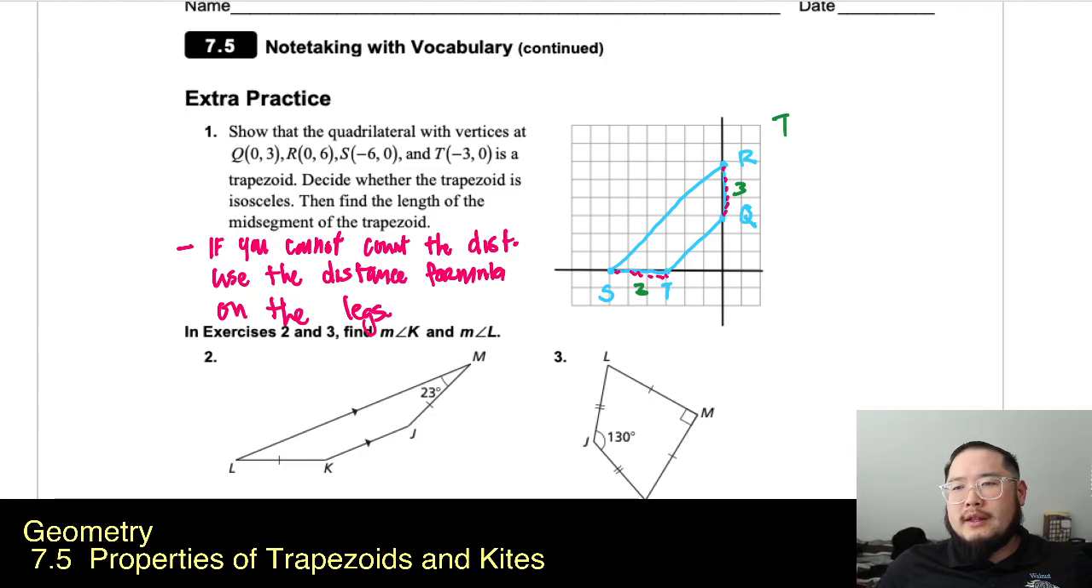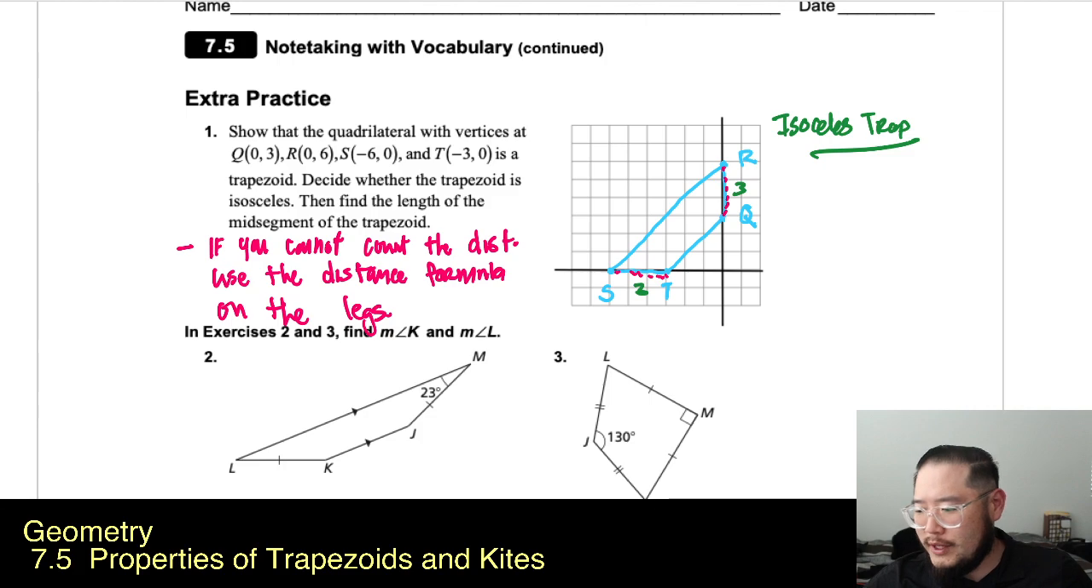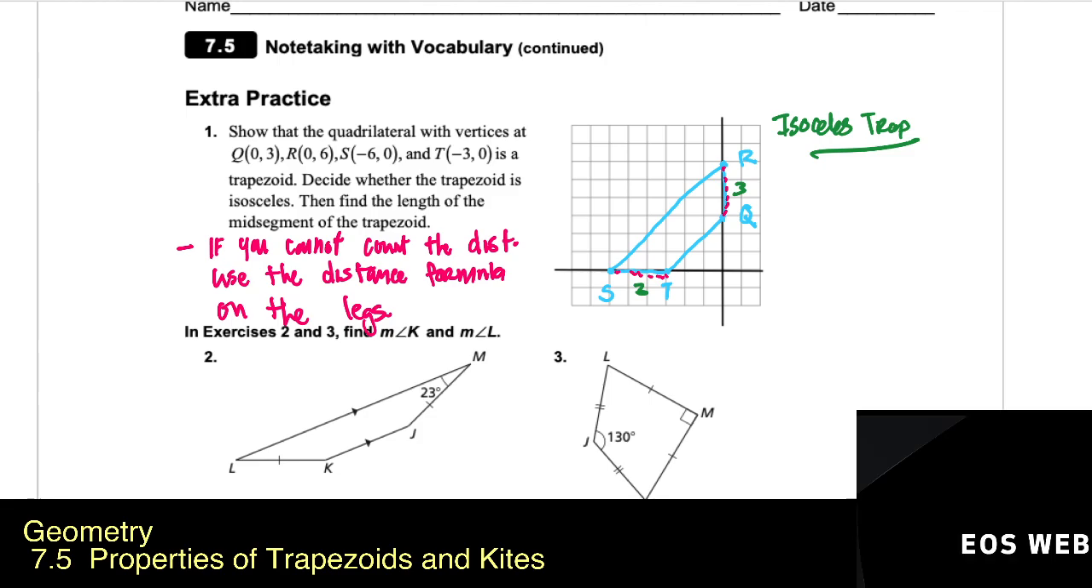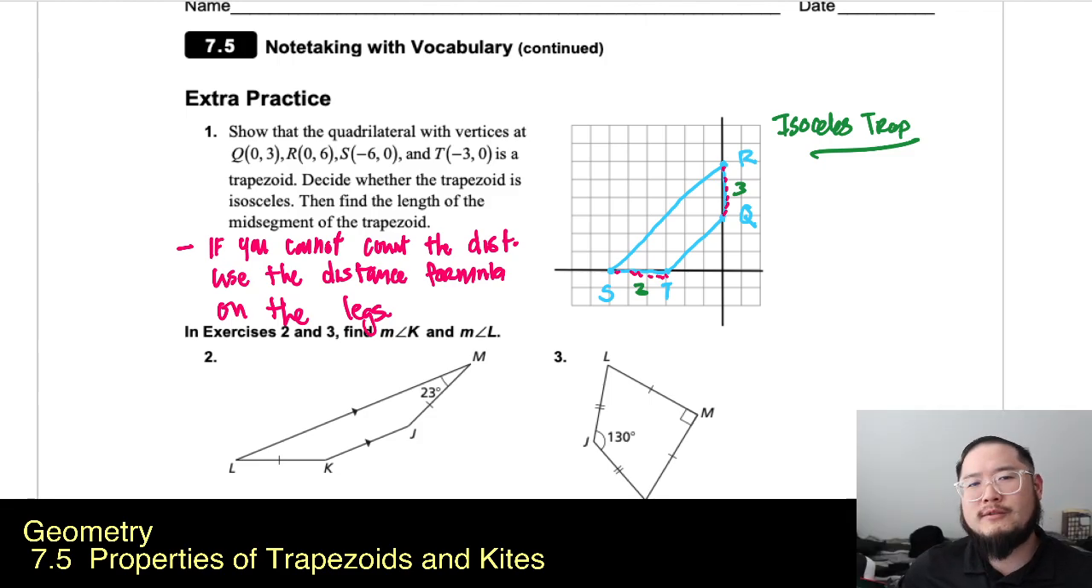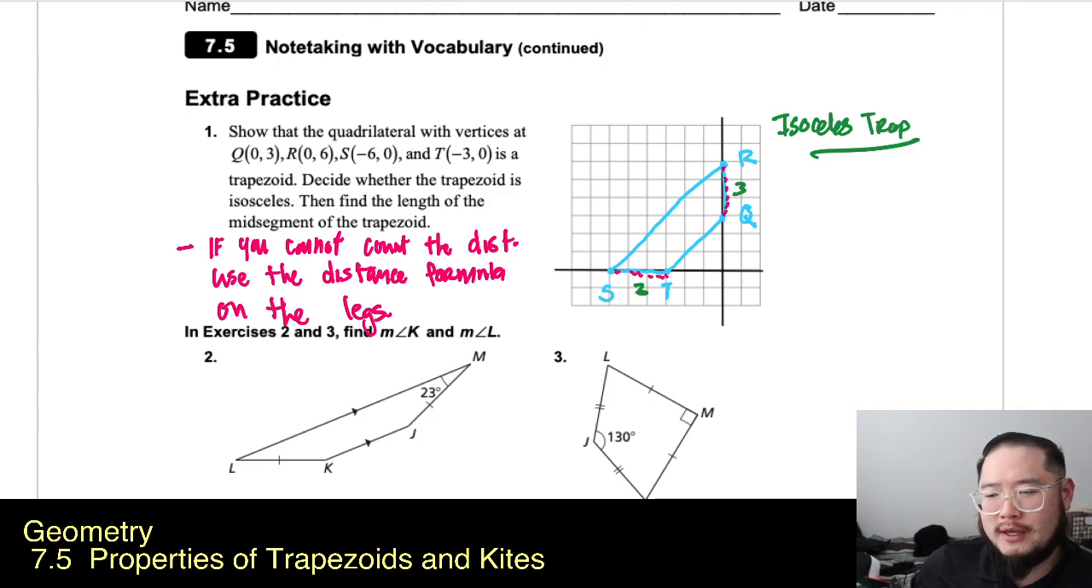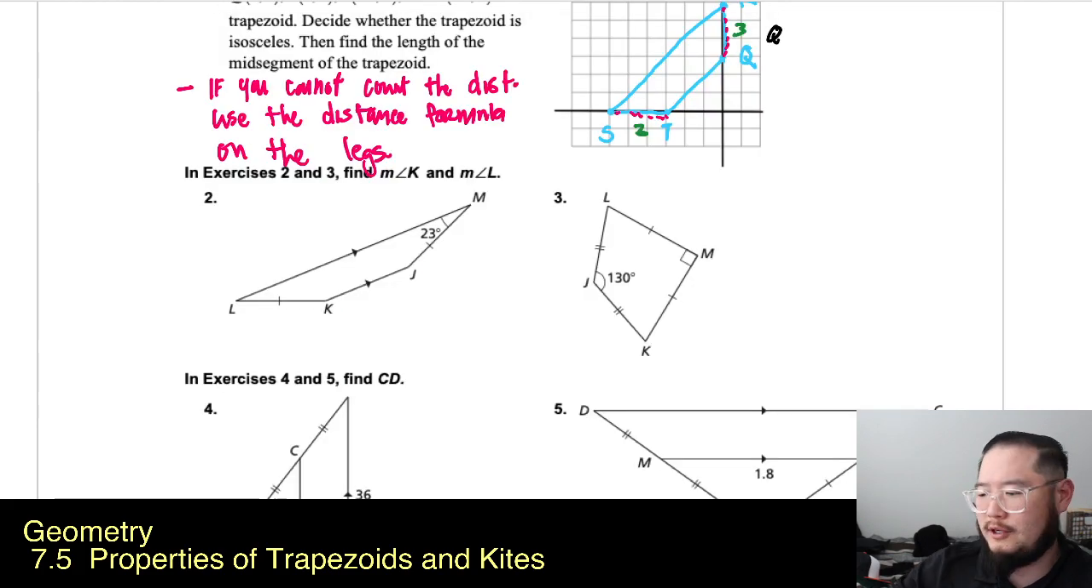So the last thing it says is to find the length of the midsegment of the trapezoid. Well, in order to find the midsegment of the trapezoid, remember, we have to find the length of the two bases, and then from there, use the equation of 1/2 of base 1 plus base 2. When it comes to finding the midsegment, we'll take a look at a few problems later on, and I'll show you how to do that there.